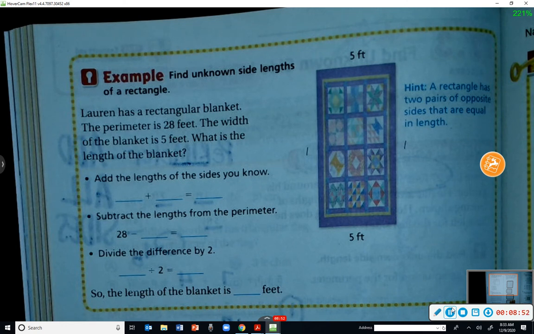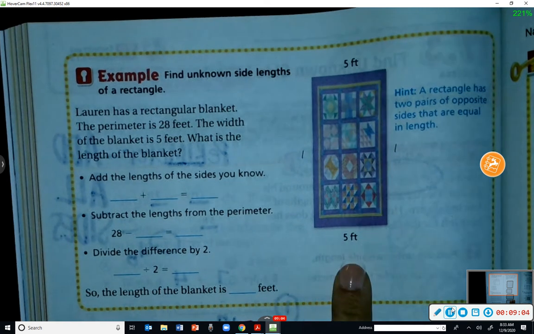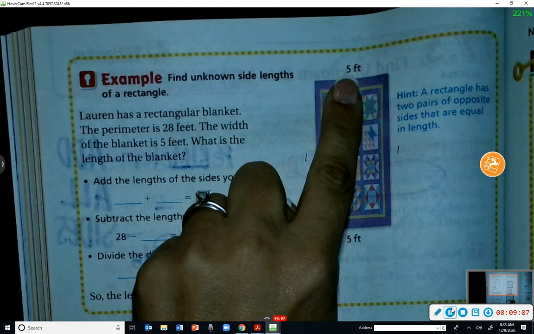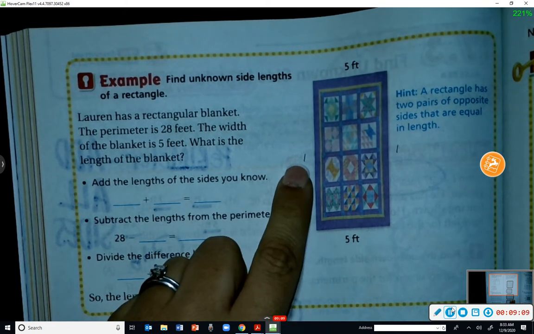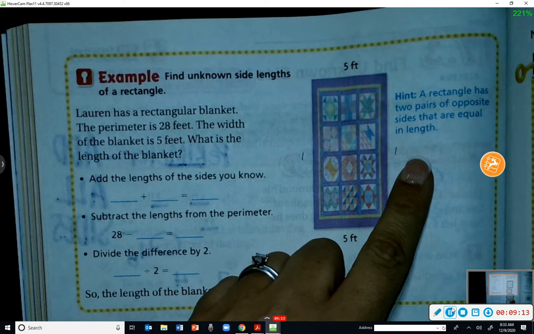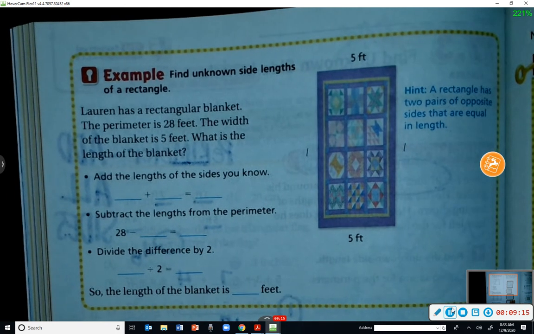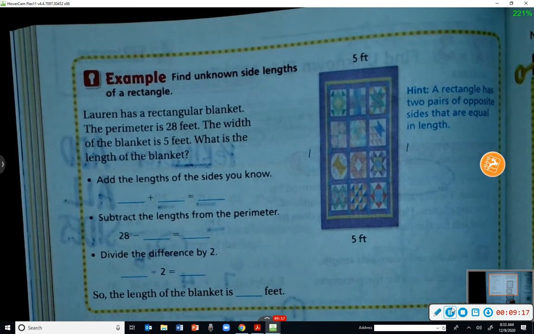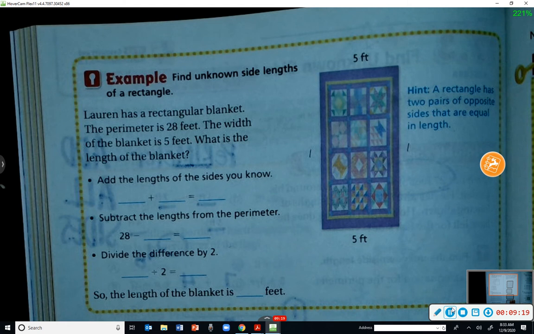Evangeline, what are you going to say? If there's a 4 on one side, the other side of it will be? Good. Whatever there is on one side, the opposite side will be the same number. So if I can find this number right here, then it's going to be the same over here, right? Okay. So let's look at the steps for finding the missing side on a rectangle.